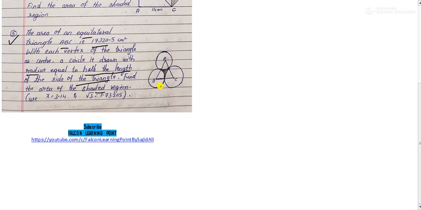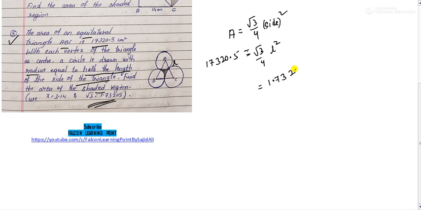Okay, so since it is an equilateral triangle, area of an equilateral triangle is root 3 by 4 into side square. Remember this. I will take the side as L. So this becomes root 3 by 4 into L square. Now they have given the area, so substitute it. Area is 17320.5. And they have also given here root 3 as this much you have to take. So this is 1.73205 into L square by 4.